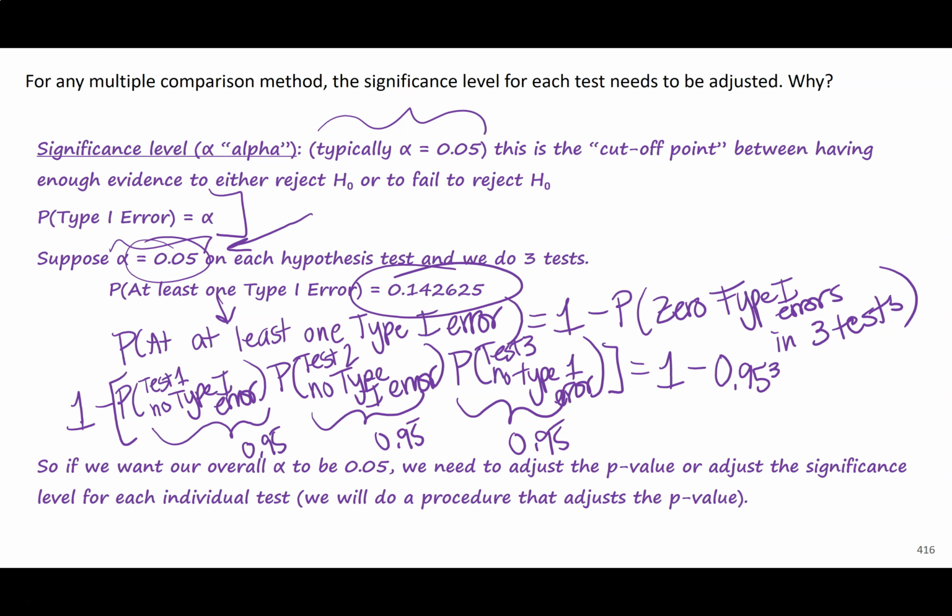So the idea is I need to either adjust this individual significance level, or I need to do something that adjusts the p-values for me, because if I leave it as is, I'm going to have a really inflated type 1 error rate. It's not going to be acceptable. So that's what we're talking about, these simultaneous confidence intervals and whatnot. They make these adjustments for us. So we're going to do a procedure specifically that adjusts the p-value for us.